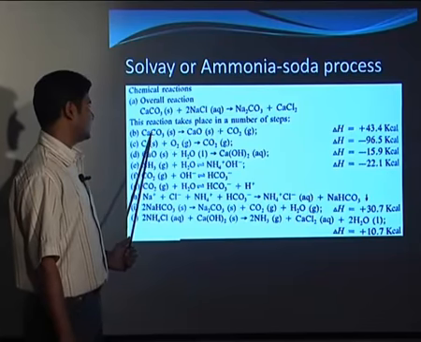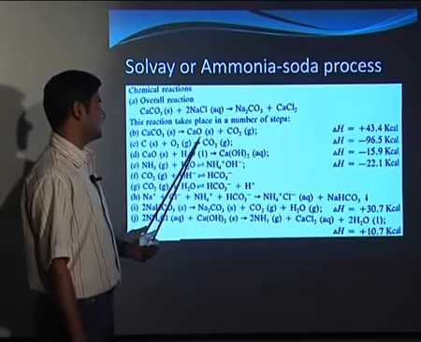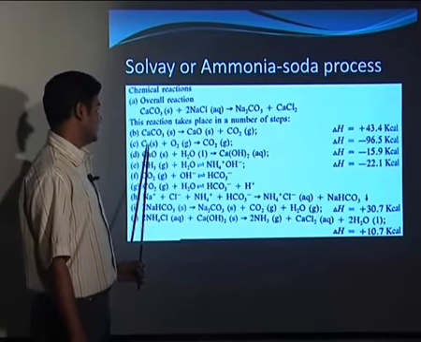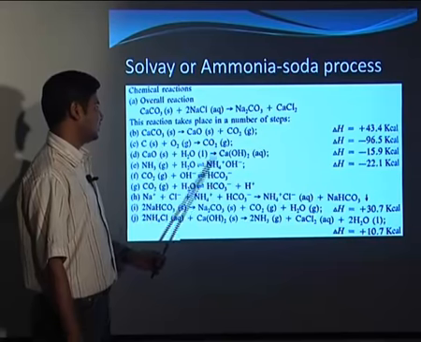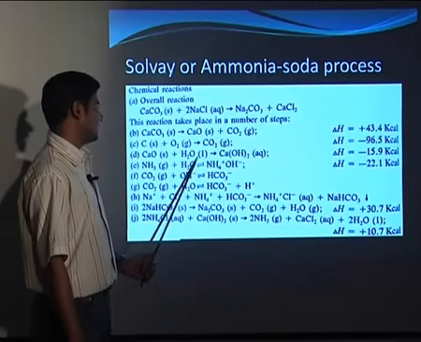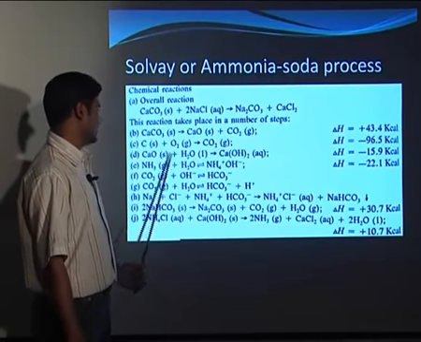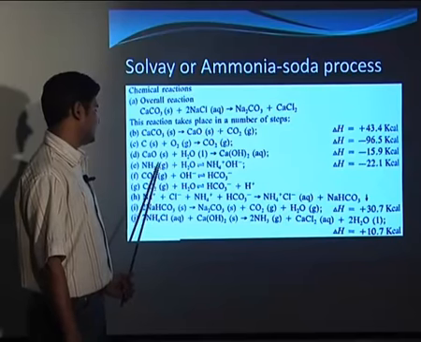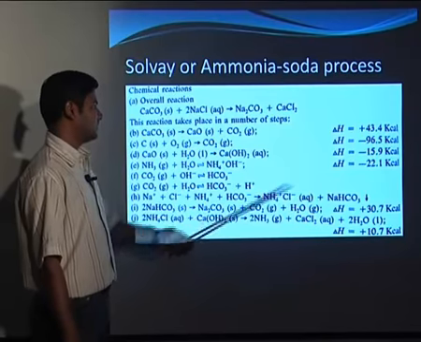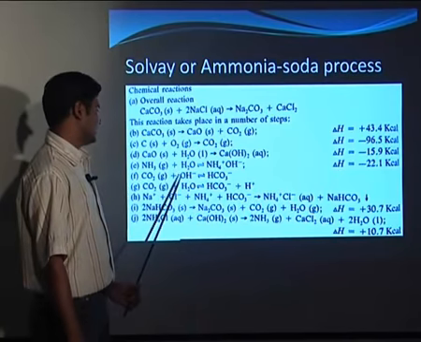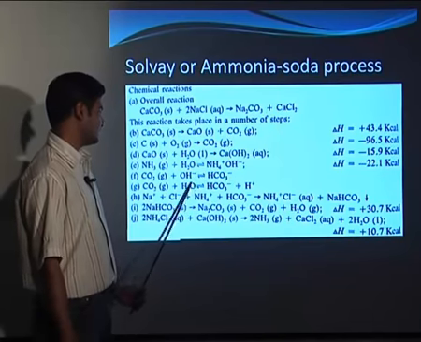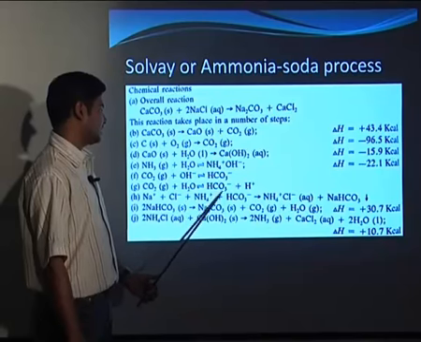In the first step, calcium carbonate decomposes into calcium oxide and carbon dioxide. Then in the next step, we burn coke to produce carbon dioxide. Then calcium oxide with water gives calcium hydroxide. Then in the next step, ammonia with water gives ammonium hydroxide with a little evolution of heat. Then carbon dioxide with hydroxyl ions gives carbonate and bicarbonate ions. Then carbon dioxide with water gives again carbonate ions.